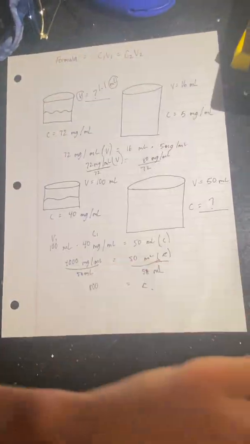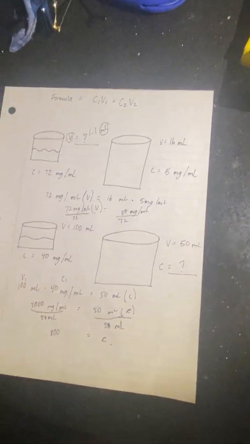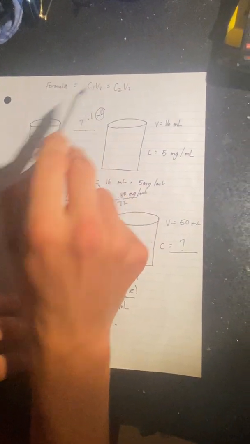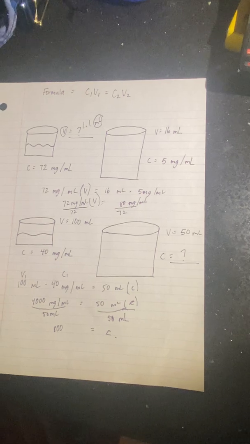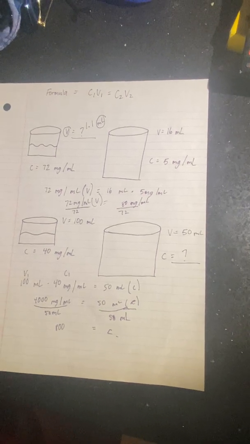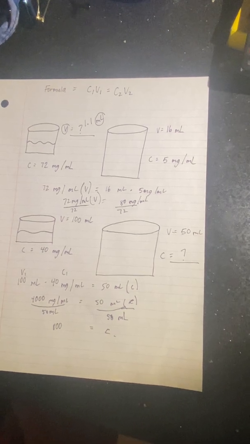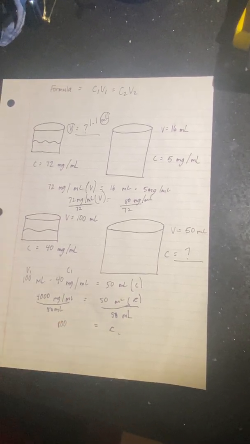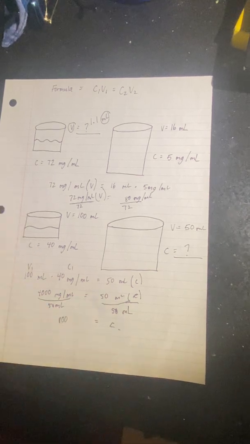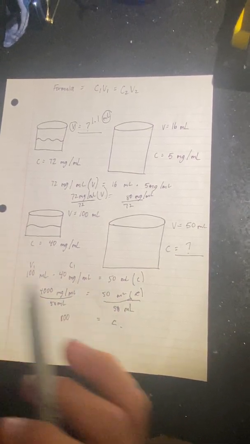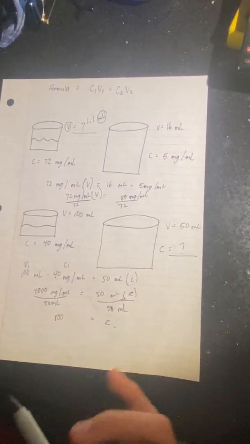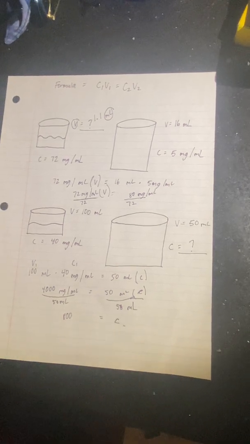Now, going on to the important stuff, the formula. The formula is C1 times V1 equals C2 V2. Like I said, this could be used in a laboratory to find different chemicals and their concentration. And your problems are going to be a long word problem that you just need to figure out the three numbers and determine where they go in the equation.